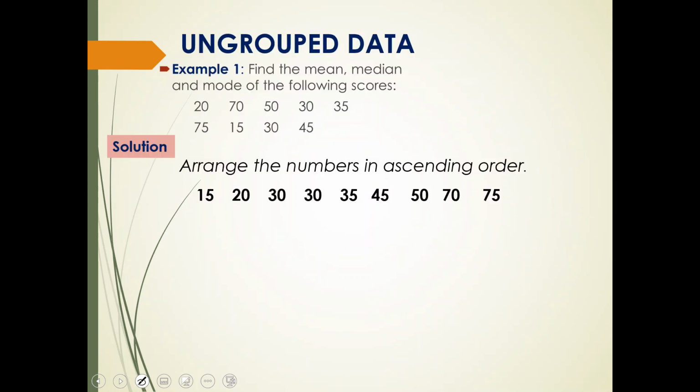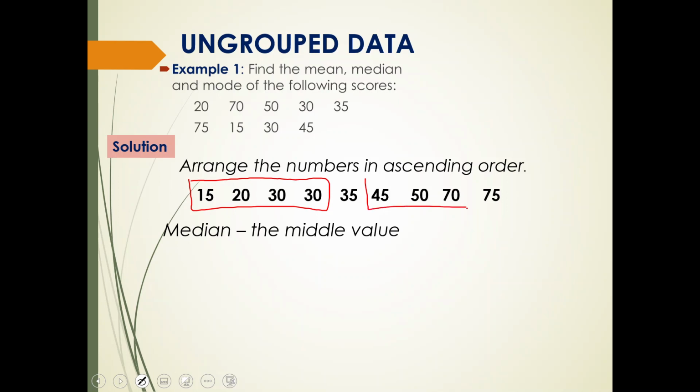Now, to get the median, same data, the median is the middle value. So if you take a look at the arrangement, we have 4 numbers here, and we have another 4 numbers to the right. So the middle value will be 35. That's why the median, or M sub D, MD is equal to 35. So your median is just the middle value when you arrange your data in ascending order. So you should arrange your data first before you can get the median.